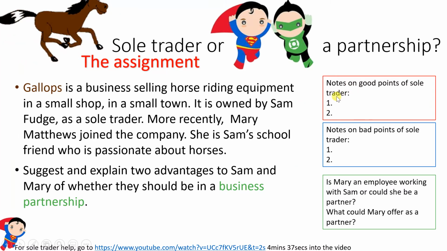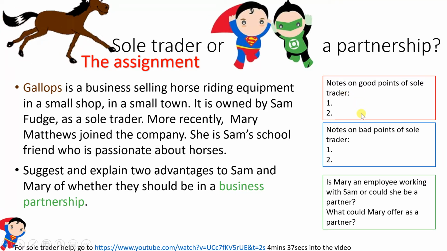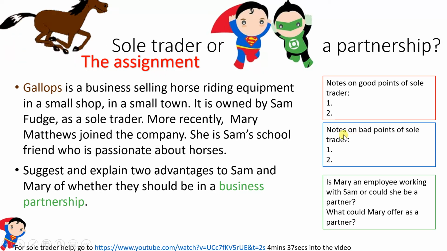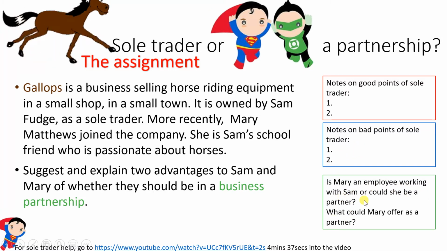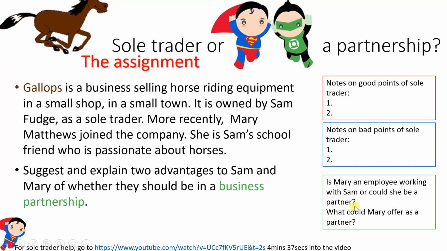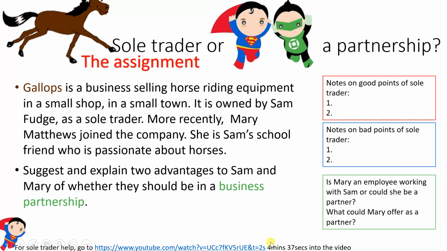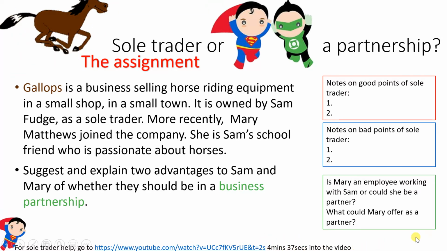Right, now for the boxes on the right. The red box first. Notes on good points of being a sole trader. And now the blue box, you need to look through the bad points of being a sole trader. Down the bottom you'll notice the Superboy from the first lesson. There he is back again. And for any help that you need with the sole trader advantages and disadvantages, click the link, and there's even a little prompt to say if you scoot along to 4 minutes 37 seconds, that's where you'll get directly to the key points on sole traders.